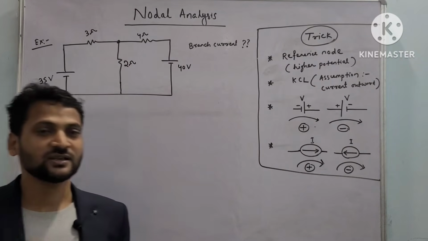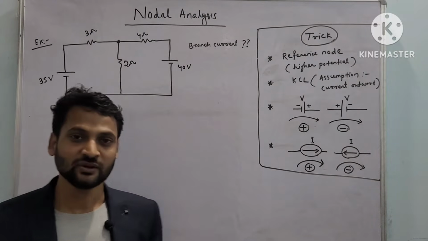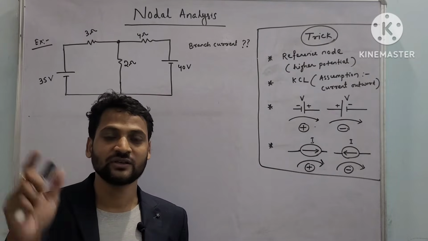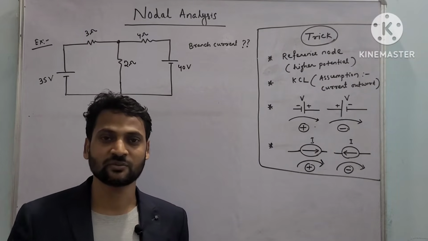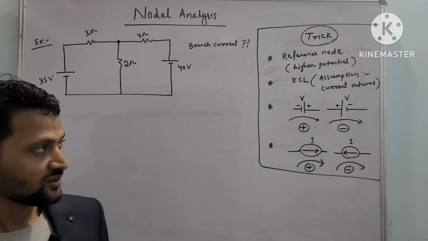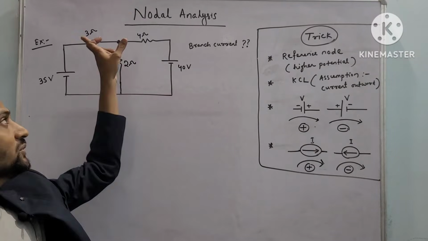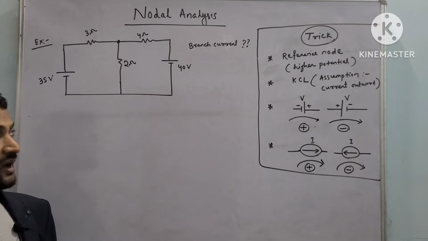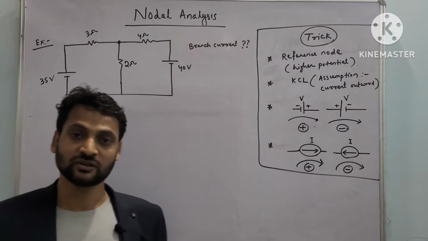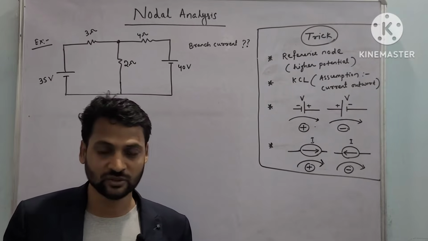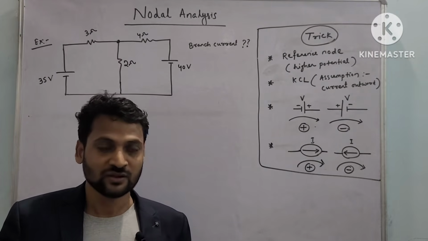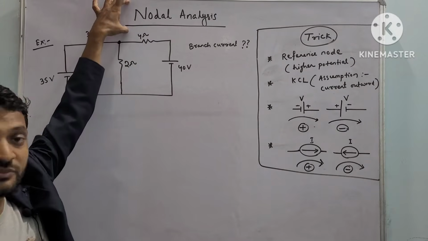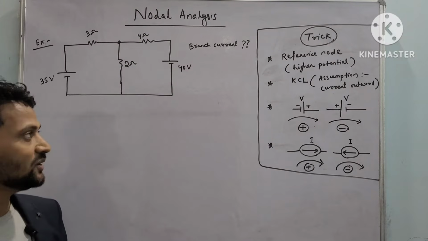Let a complex electrical circuit be given to you. You need to find out different branch currents, or the current through various branches, or maybe the potential drop across various branches. For that we have to apply nodal analysis. There are many theorems like superposition theorem, Thevenin theorem, Norton theorem, mesh analysis. Similarly, another one is nodal analysis.